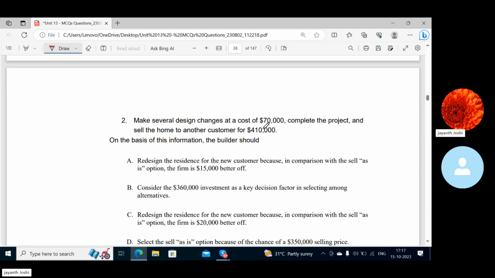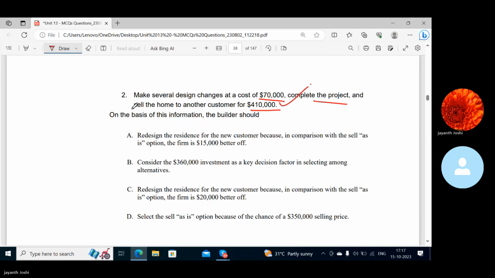Make several design changes at a cost of this, complete the project and sell the home to another customer for this. On the basis of this information, we have to see in what the builder is having a benefit. The builder should redesign the residence for the new customer, because in comparison with the sell as is option, the firm is $15,000 better off. That means four options they're asking.